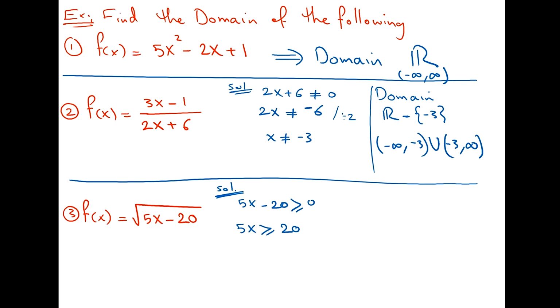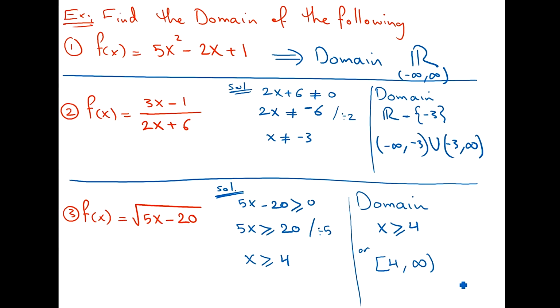20. When we move the negative 20 from left to right, this is positive 20. By divide by 5, so x greater than or equal what? 4. So the domain: x greater than or equal 4, or we can put it as interval from 4 to infinity. Greater than or equal 4, this is from 4, 5, 6 to infinity.